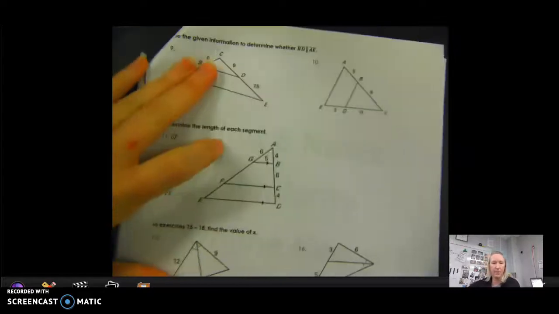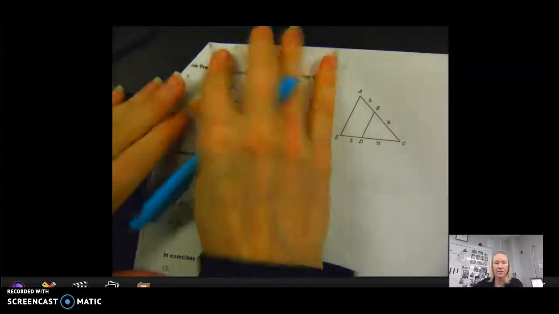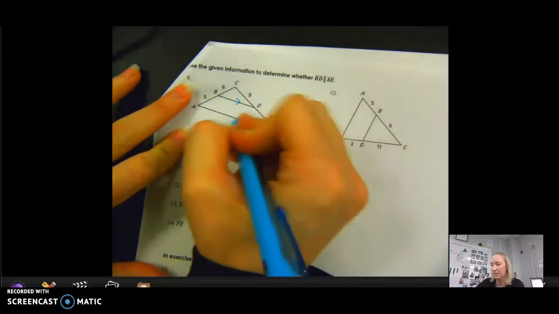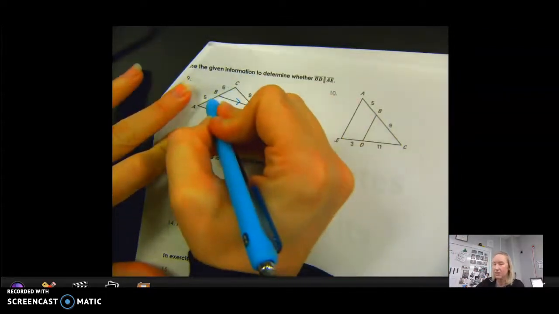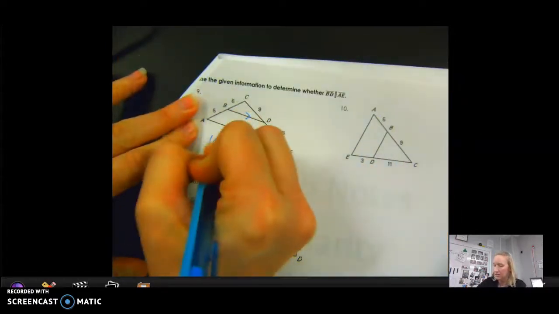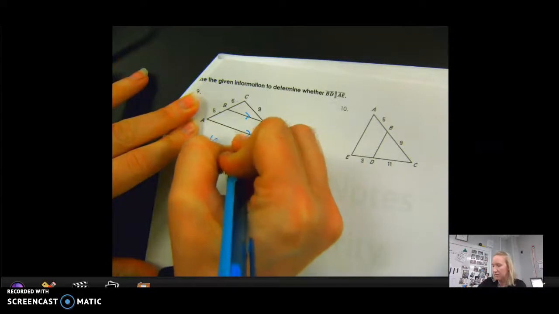All right, next page. Okay. Use the given information to determine whether they're parallel. Well, if they're parallel, remember, if this guy's parallel to this guy, then this ratio has to equal this ratio, so they are in a proportion. So 6 over 5 would have to equal 9 over 7.5.